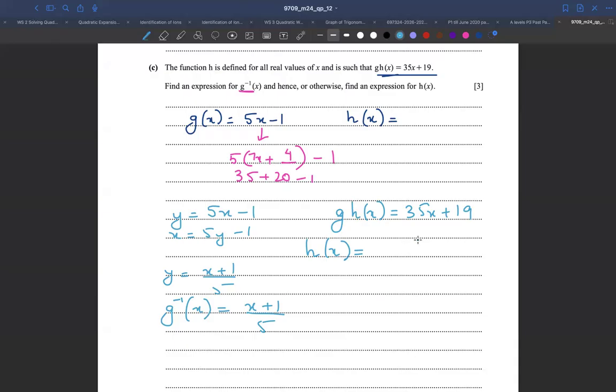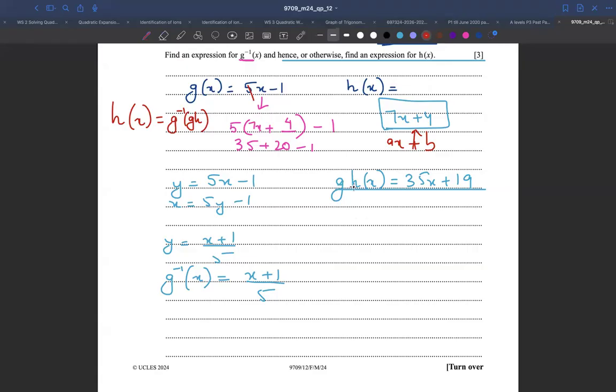Let me, I'm trying to relate it exactly, let me think. How do we do this, how do we relate the inverse? It slipped my mind. 35x plus 19 is given, x plus 1 upon 5 is given, using this we find h of x directly. How does that work, I'm just trying to think. Give me 1 second.